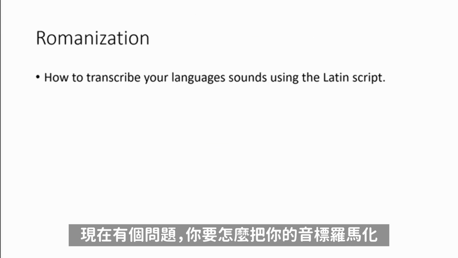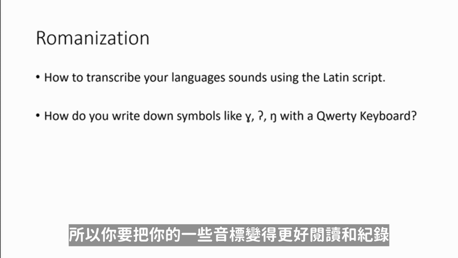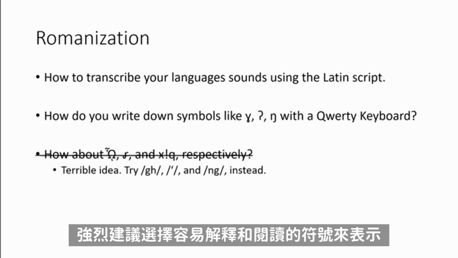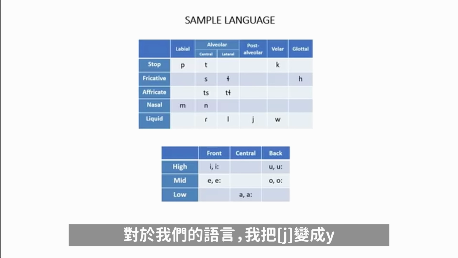Now for a quick note on romanization. You may have some IPA symbols that aren't practical to use when transcribing your language, so you'll have to choose easier characters to represent these sounds. It is strongly advisable to choose symbols to represent these sounds that are as easy as possible to interpret. For our language, let's represent the y sound with a y rather than a j, as most English speakers would mistake that for a j.